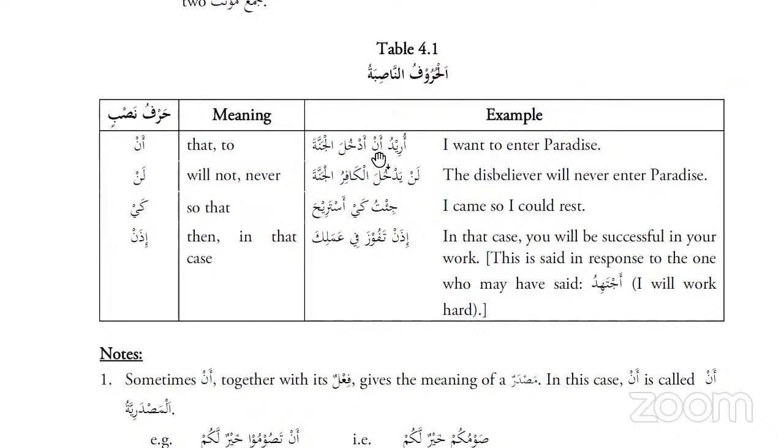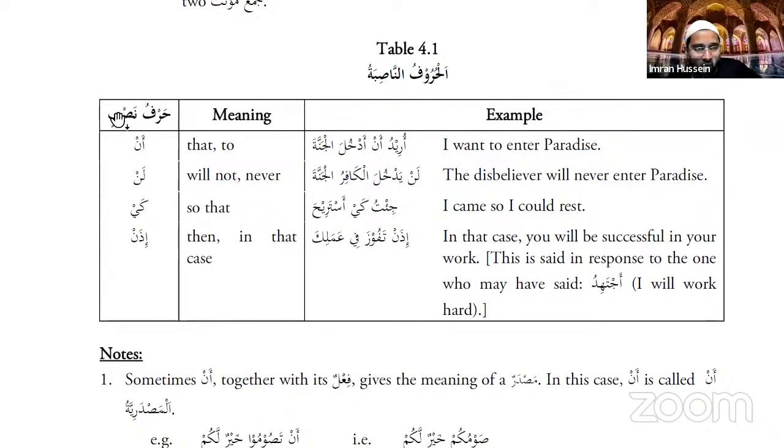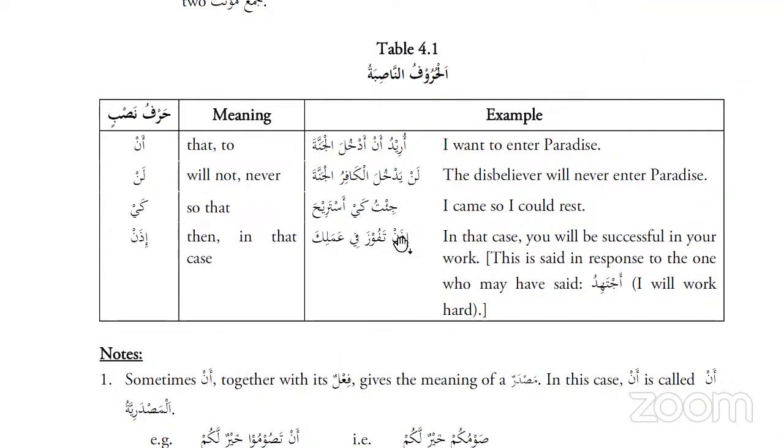But with lan, it doesn't do that. Yes, it does as well. So all of these are the same. An, lan, kay, idhan, all of them change the present tense harakat from dhamma to a fatha, and remove the nouns in the dual and the plurals, but the meanings are different for each of these four particles. Is that clear for you now? Yeah, thank you.